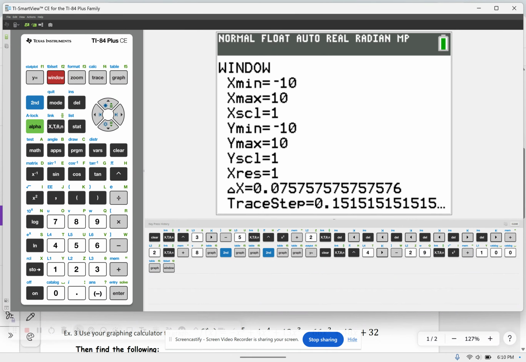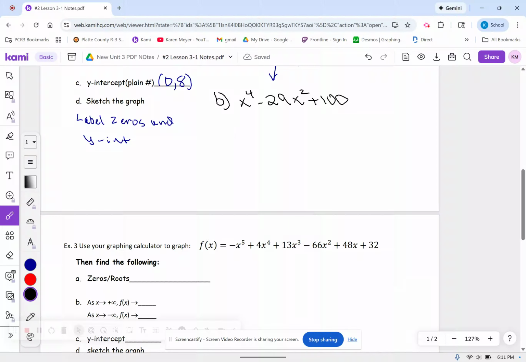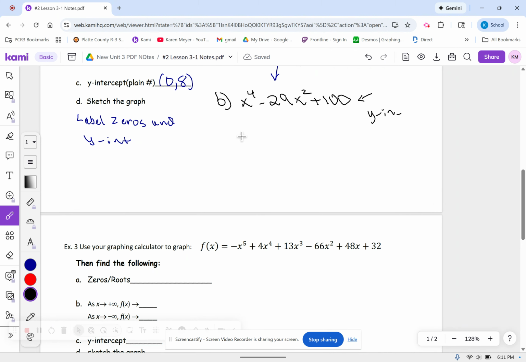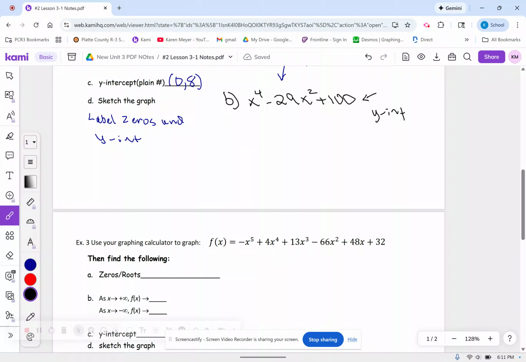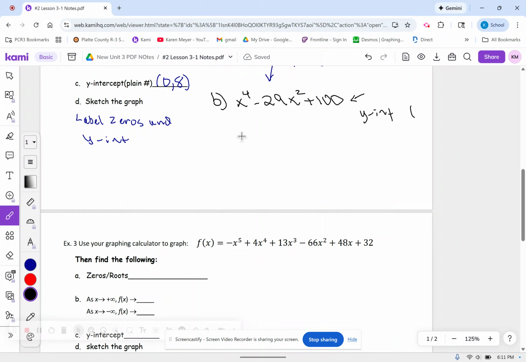So if I go back to my problem here that I made up, you will notice that the last number here was 100. So I know that the y-intercept is 0, 100. Oh, I ran out of room to write that. Let me erase that.